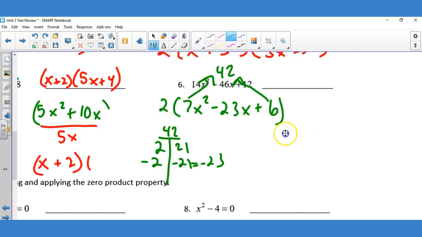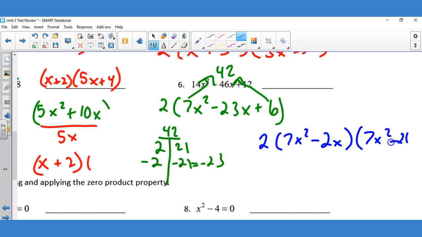So take this 2, we're going to write it down again. And then we have, take this and write it twice. And we're going to go minus 2x. And we're going to go 7x squared. Remember, you got to write that twice. Minus 21x. Okay. And I said minus because negative is positive, and negative is still negative if I add them.